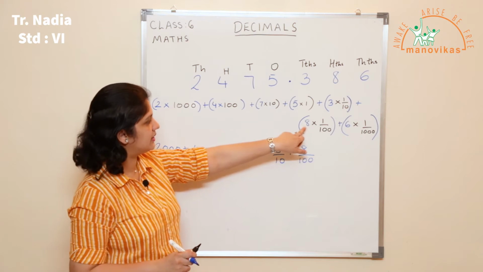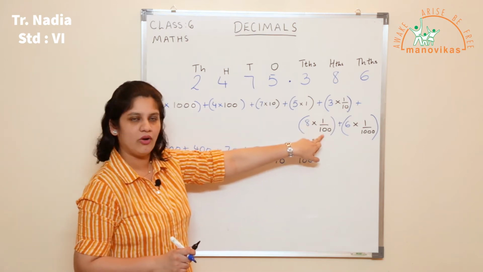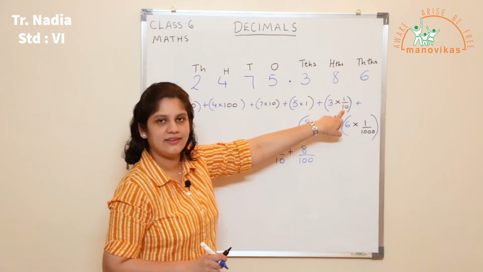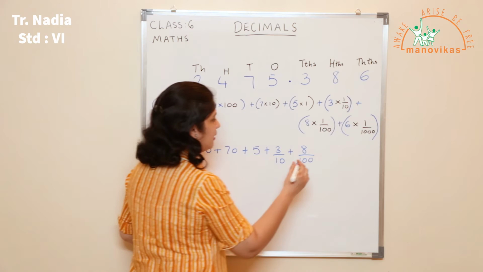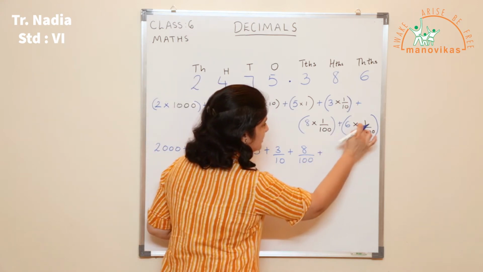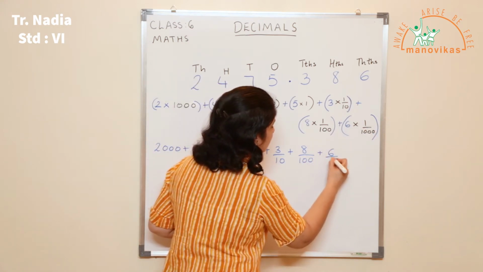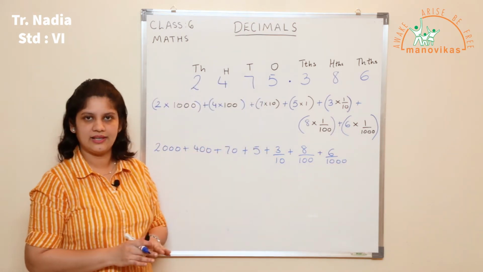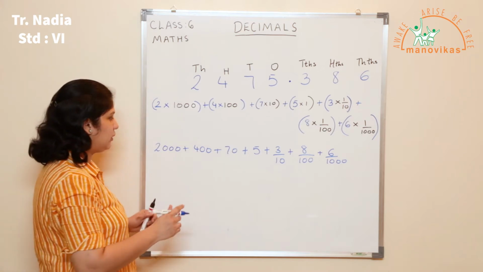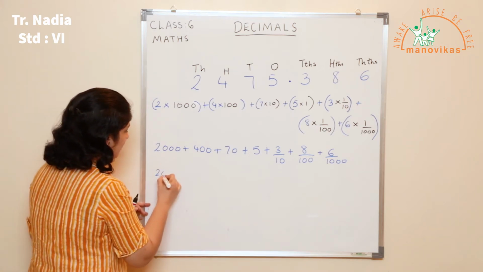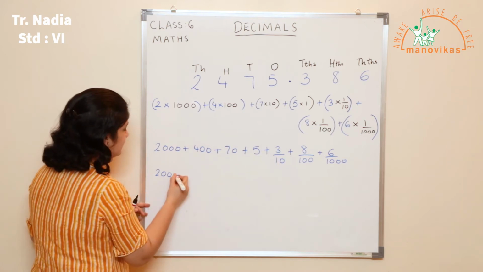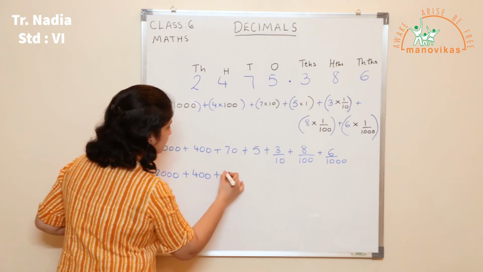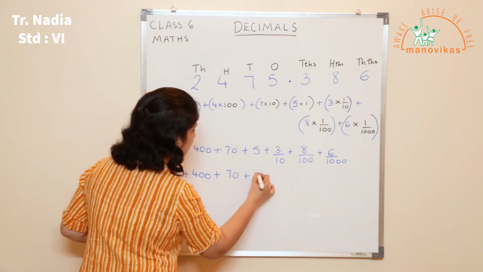Okay, I hope you all can understand this. 8 ones are 8 upon 100. 3 ones are 3, multiply the numerators, upon 10. And 6 multiplied by 1 upon 1000 will be 6 ones are 6 upon 1000. Okay, so now the expanded form looks like this. Now another step to add to this is, I will show you all how to express these fractions as a decimal. You say 2000 plus 400 plus 70 plus 5.